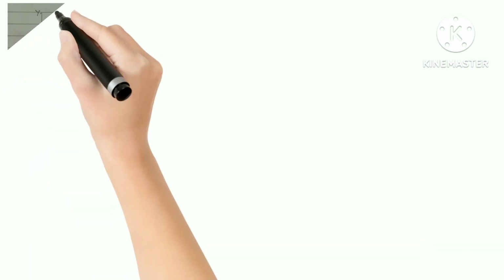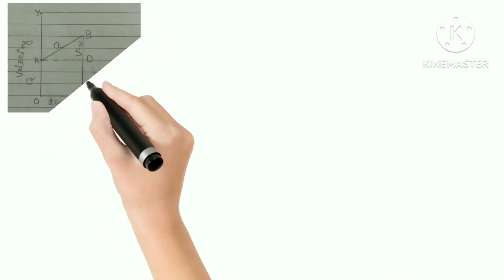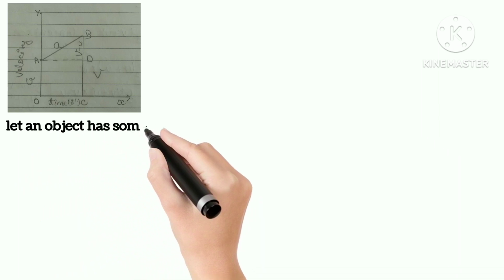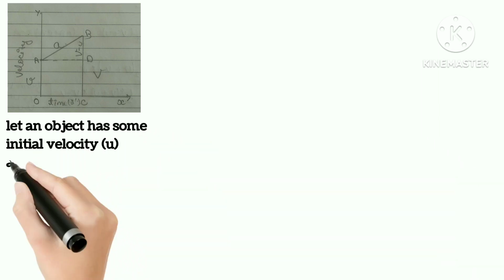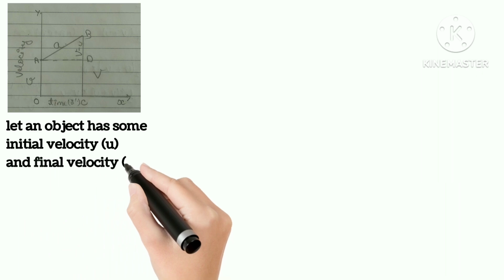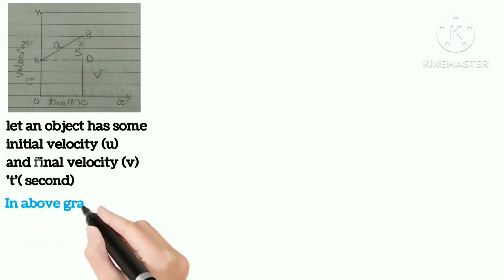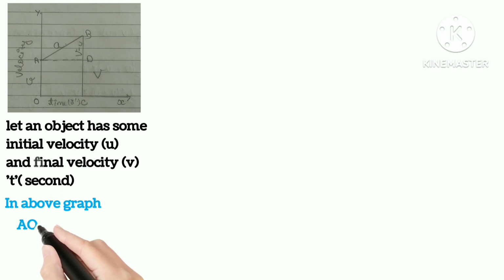Now to prove the velocity-time relation, we simply have to draw a graph. On the y-axis we write velocity and on the x-axis time. So let an object have some initial velocity and a final velocity after t seconds.